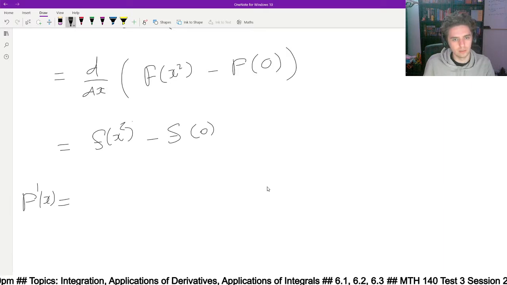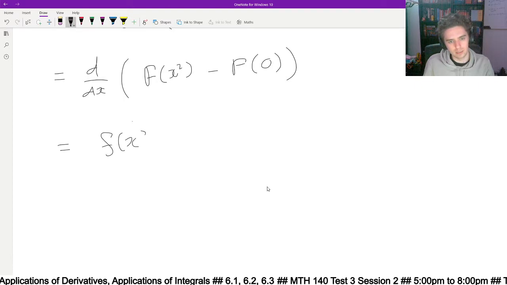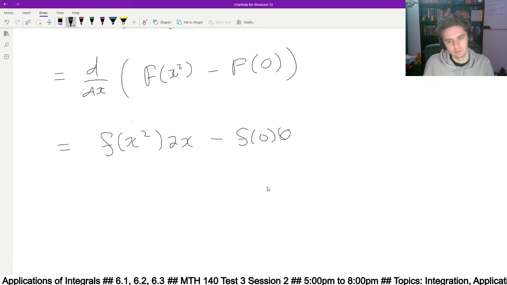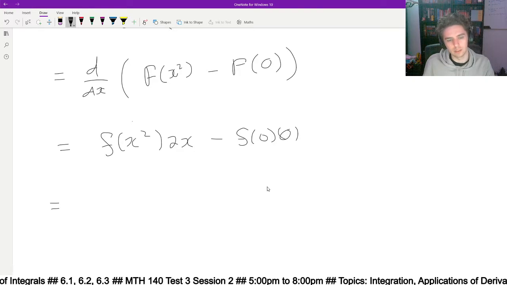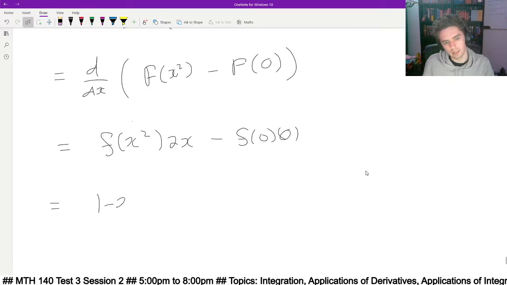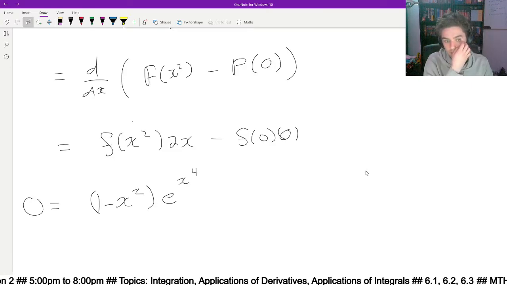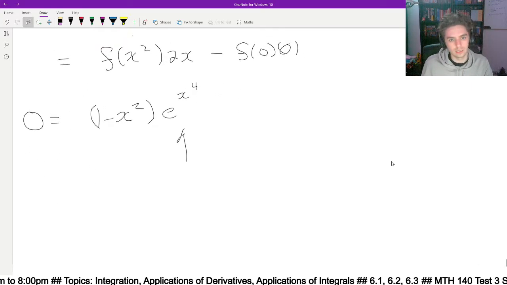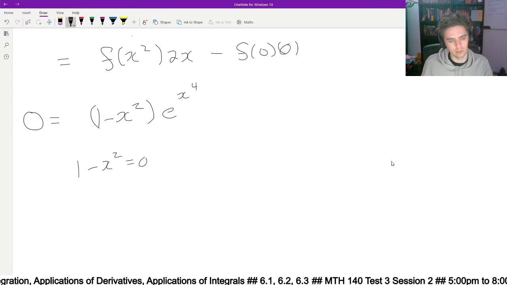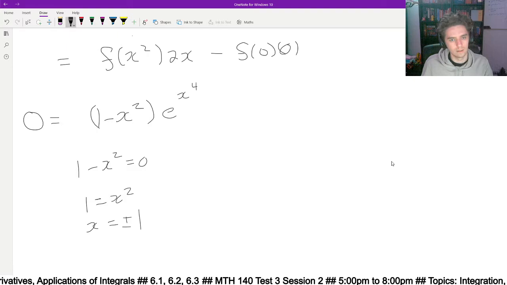So the derivative of this is not that. The derivative of this is small f of x squared times 2x minus small f of 0 times 0. There we go. So now we just say this is going to be 1 minus x squared times e to the x to the 4 times 2x minus 0. And we're looking for where this equals 0. So this never equals 0. And where does this equal 0? 1 minus x squared equals 0. 1 equals x squared. x equals plus or minus 1. There we go. That was the problem.